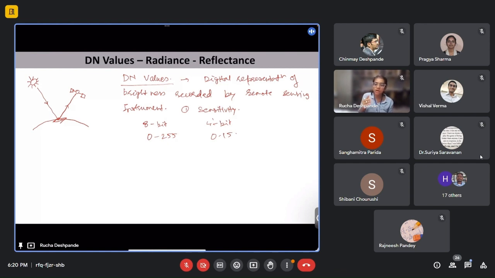We need to be able to compare these values across various locations or various times. So we process these DN values into radiance and reflectance so that we can have some meaningful interpretation from those values. When we convert it to reflectance, the reflectance will tell us about the properties of objects on Earth. That will be more meaningful than studying only the DN values. So we will see what is radiance.